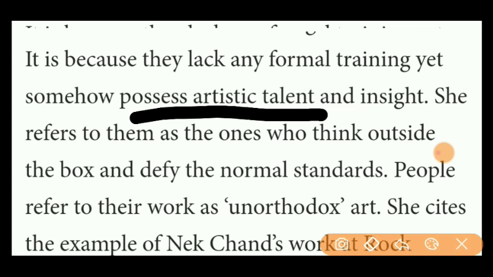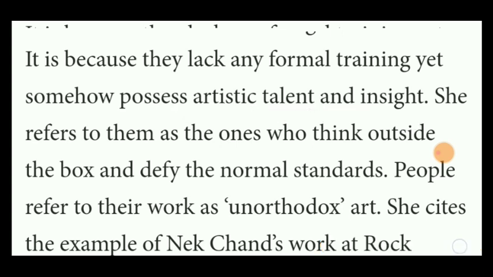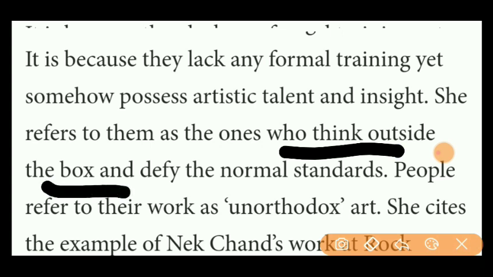And inside, she refers, so she here means the author. She refers to them as the ones who think outside the box. To think outside the box is an idiom. To think outside the box means to think beyond your limits. Suppose you know that you can make a very beautiful painting, but you are a student of science, and you think you can make a more beautiful painting than the students of arts. So it means you are thinking outside the box.